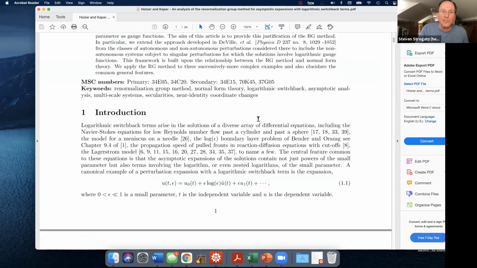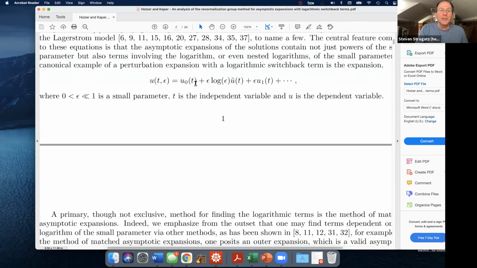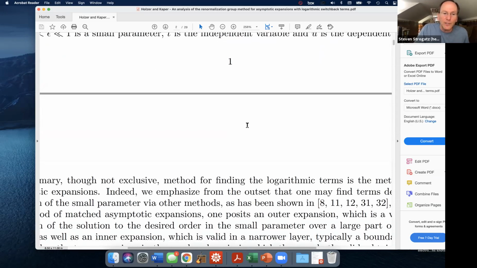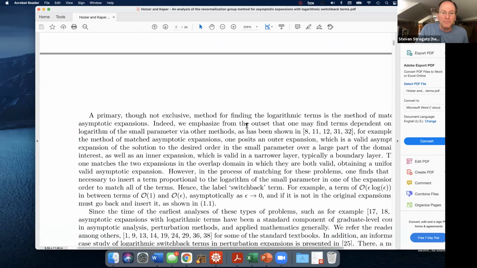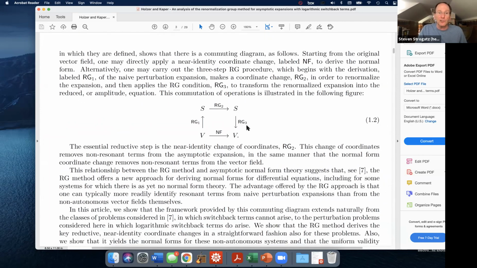So this paper shows an example. I mean, they're showing here an example of such a thing. You know, like you might have an expansion that looks like U0 plus an epsilon log epsilon U tilde plus an epsilon term. This is a thing you wouldn't have expected normally, but sometimes it's there. So here's how you can see that without being clever. They give a little example. I mean, this paper is really nice, actually.